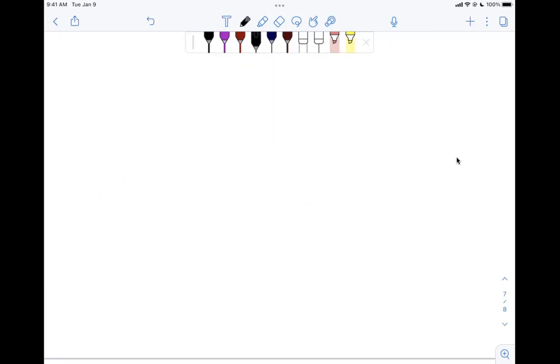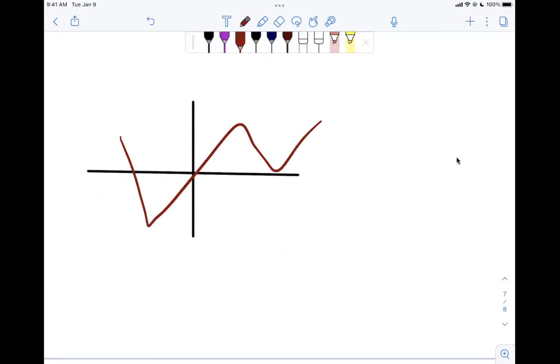So let's state these. The intermediate value theorem basically tells us if we have any continuous function, so it's even allowed to be pointy, doesn't matter.